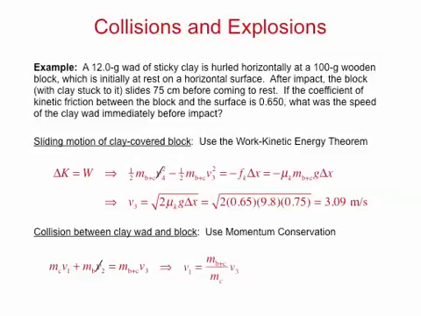Solving for the unknown gives v1 equals m sub b plus c divided by m sub c, that quantity times v sub 3. And plugging in numbers, we find that the velocity of the clay wad before the collision was 28.9 meters per second.